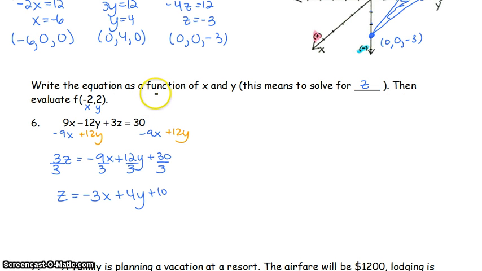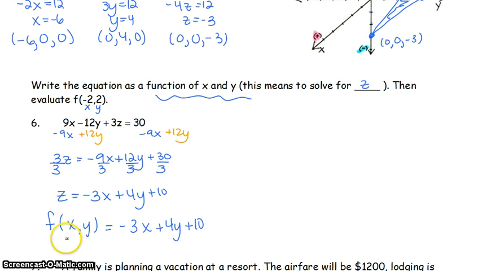And when it says write as a function of x and y, it's just like f of x, but this time we have f of x and y is equal to negative 3x plus 4y plus 10. Remember, this is what you are plugging in. I have an x and a y variable, that's how I know there's an x and a y here. So that is the equation of our function in terms of x and y.